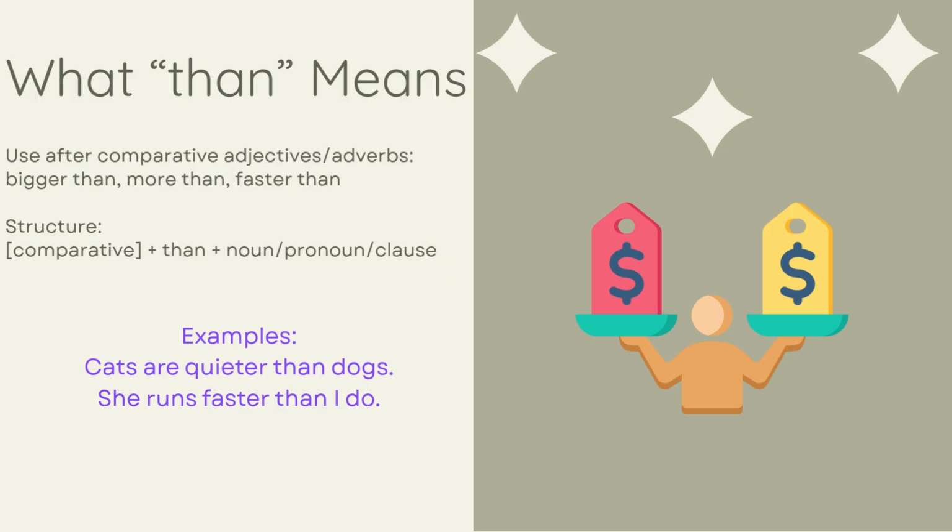Used after comparative adjectives or adverbs. For example, bigger than, more than, faster than, smaller than. The structure is a comparative, the word than, plus a noun, pronoun, or a clause. Examples include: cats are quieter than dogs. She runs faster than I do.